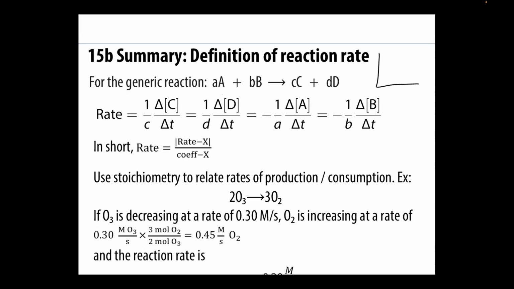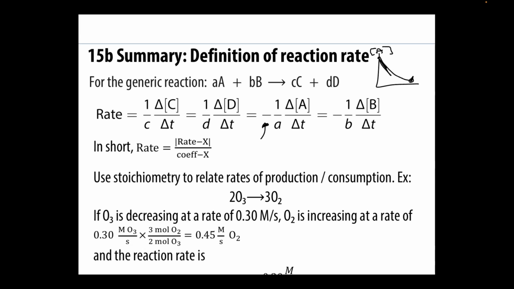Again, if we drew a graph here, maybe we have a reactant A. This concentration is decreasing, so its rate of change, its slope here, is negative. And so to make the overall reaction rate positive, we have to include a negative sign on any reactant.